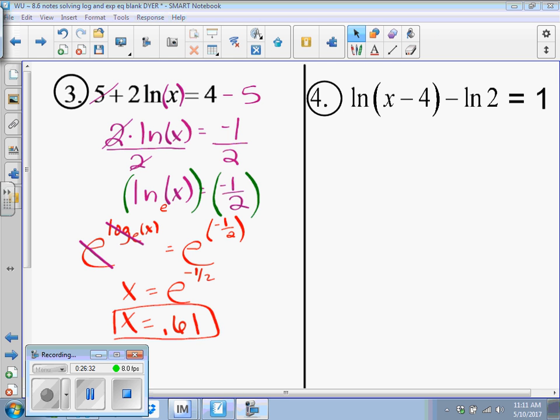Okay, for number 4, there's a problem. I have 2 logs. I only want 1 log. So what can I do? No, if you add ln to both sides, then the other side will be 1 plus ln 2. That doesn't help me either. No, you don't divide. What did we do for homework last night? Condense it. We can condense them into 1 log.